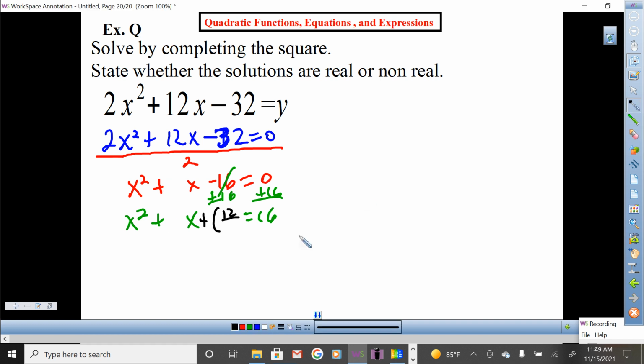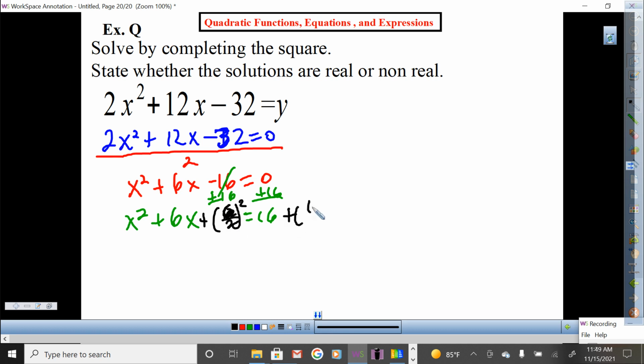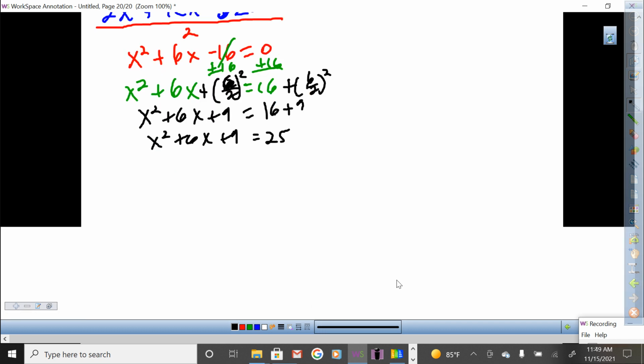I did that to see if you guys were paying attention. Alright, so this is 6 divided by 2 squared to both sides. 6 divided by 2 squared. Alright, so this is x squared plus 6x plus 9 equal to 16 plus 9, which is 25. Next, Raymond. Square root of the first and the last, so x, 3, sign of the middle, squared equal to 25.